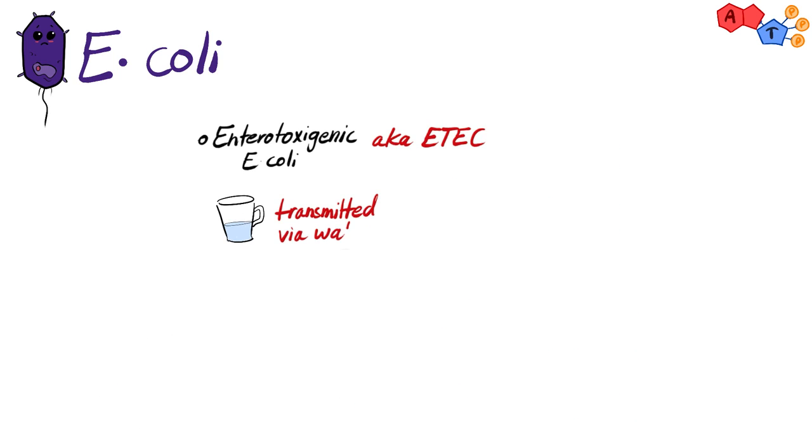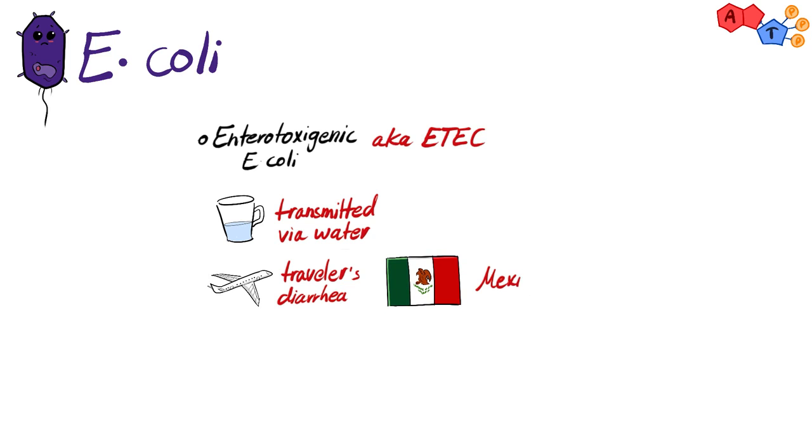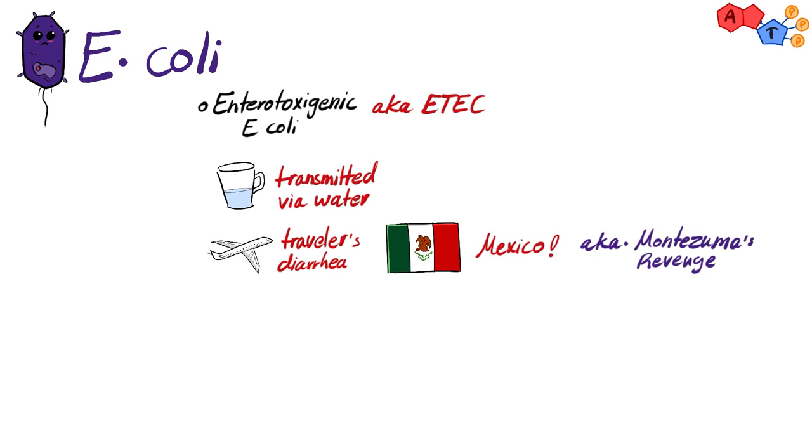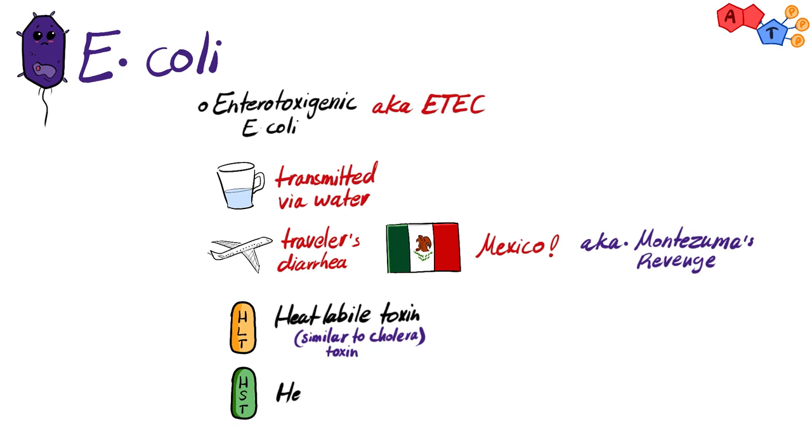It's transmitted via water and is associated with traveler's diarrhea. And it's called so because of the classical clinical presentation, which is traveling to Mexico, where the patient drinks the contaminated water. Traveler's diarrhea is also known as Montezuma's revenge. Fun fact, Montezuma was an Aztec emperor back in the 16th century who used to rule Mexico. ETEC produces heat labile toxin and heat stable toxin. The heat labile toxin, which is similar to cholera toxin, increases cyclic AMP, whereas the heat stable toxin increases cyclic GMP.